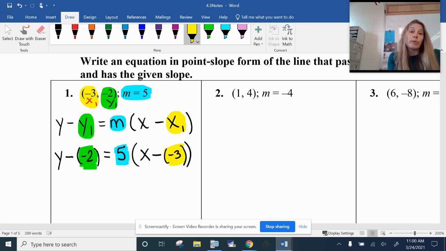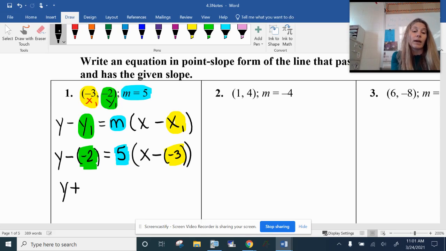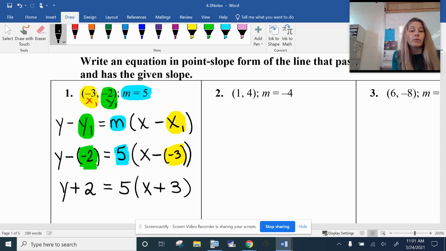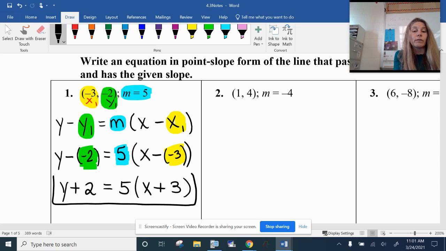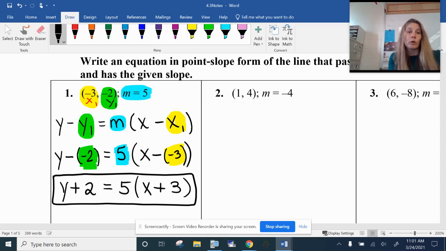Now this would be complete, except that we want to simplify our answer so that we do not have any double signs in our final equation. So if you do end up with any minus negatives, you want to rewrite that simplified as a positive. So instead of y minus -2, we're going to write that as y plus 2. And then on this side, we would have 5 times x plus 3. And then this would be our final answer in that point-slope form.